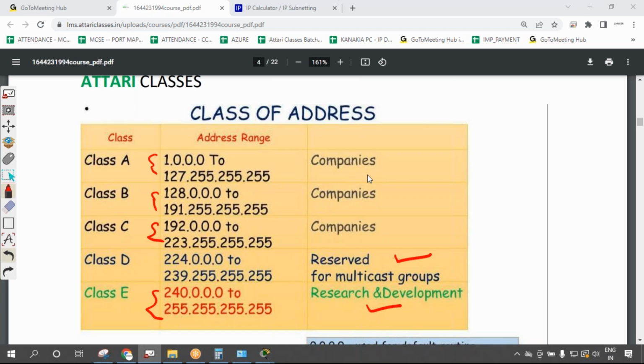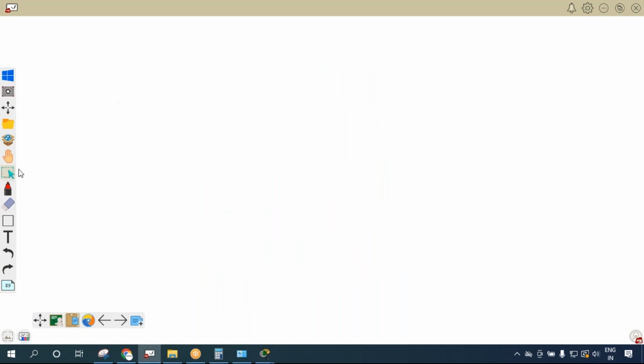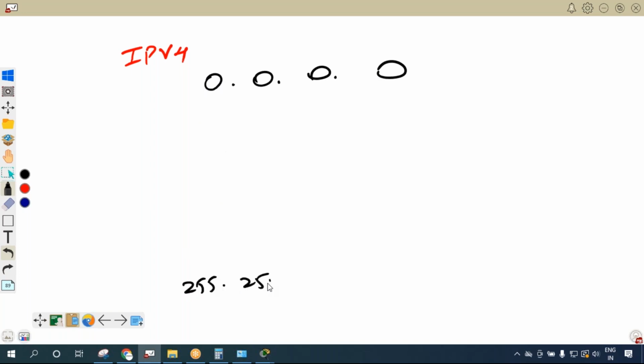So my dear friends, this is known as class of address. So why was class of address created? Because when IPv4 was created, at that point IANA was the authority. Still IANA is the authority, and they were handling the IP. And IP address is 32-bit. So every octet will start from 0 and go up to 255.